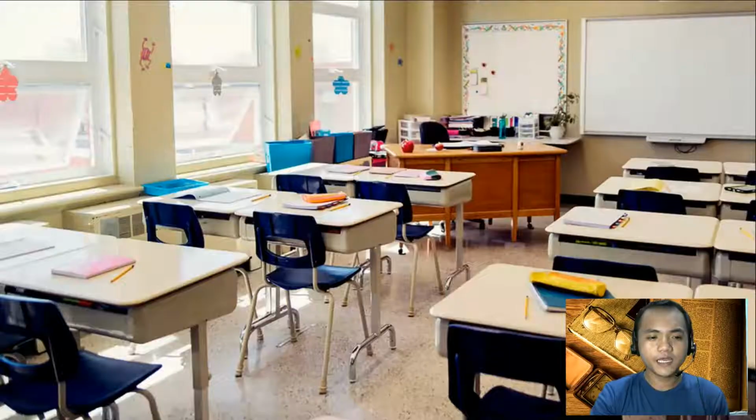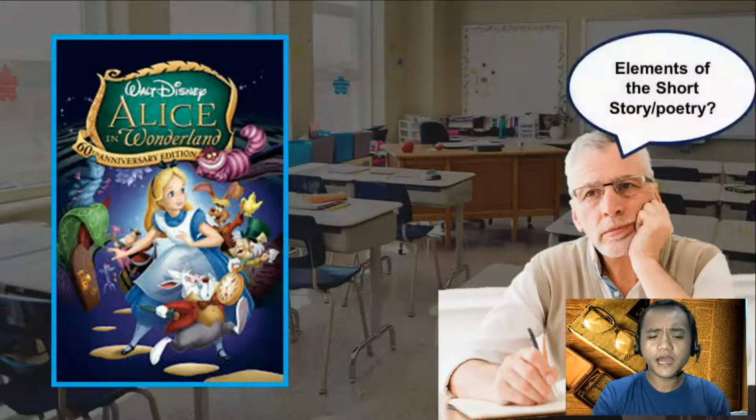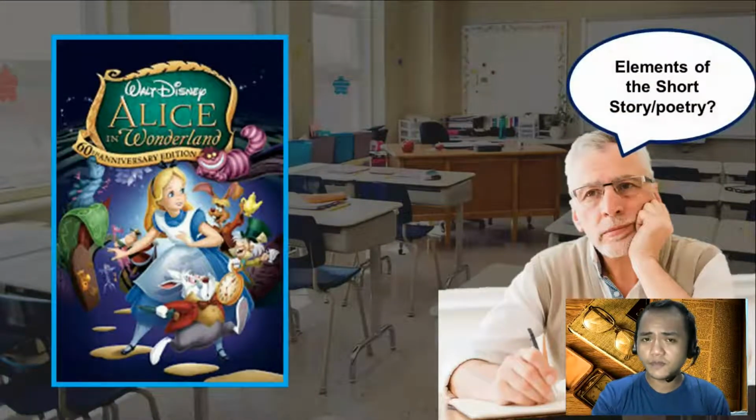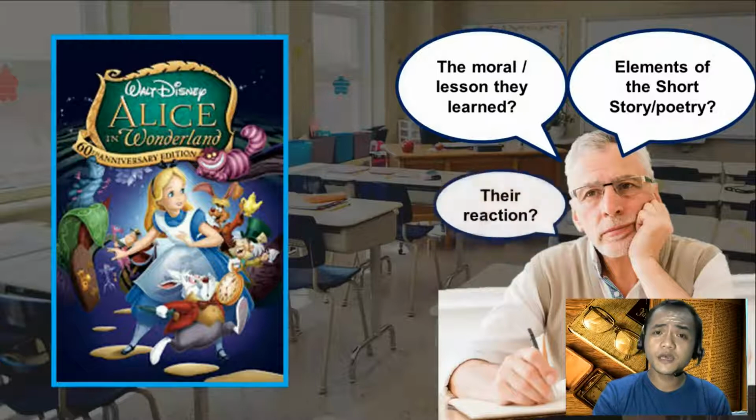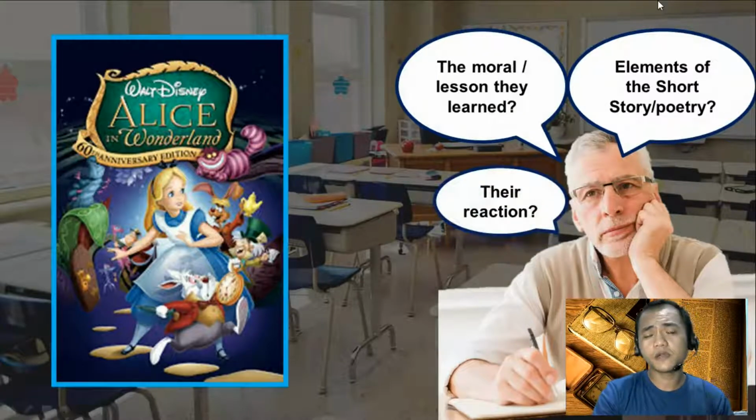So let's start. Imagine yourself in a classroom planning the lesson. You have Alice in Wonderland as your text, but you don't know what approach you will use in your lesson. You were thinking about asking the students about the elements of fiction and the elements of poetry. You thought maybe you'll just directly ask for the moral or the lesson of the story. Then you considered just asking about their reaction to the story because you think those are common ones to do in your lesson.